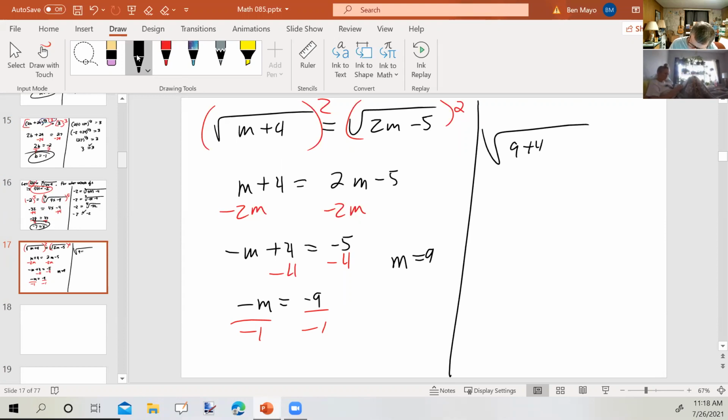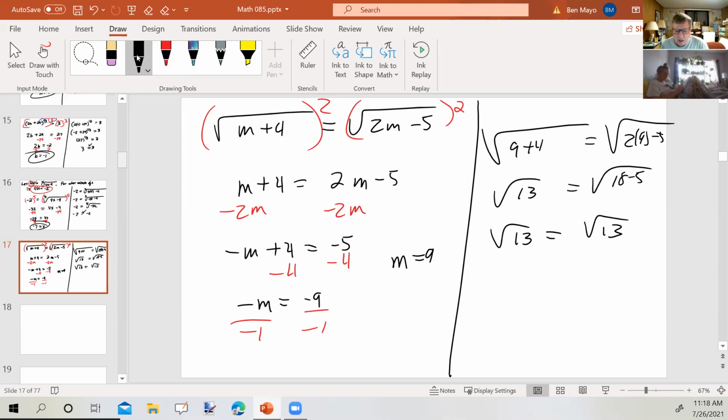9 plus 4, 2 times 9 minus 5. The square root of 13 equals the square root of 18 minus 5. The square root of 13 equals the square root of 13. I don't know off the top of my head what the square root of 13 is, but I know it's real. And the square root of 13 is equal to the square root of 13. So it checks. So m equals 9 is a correct solution.